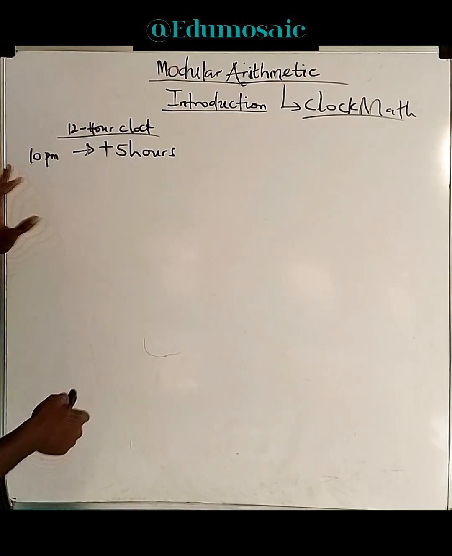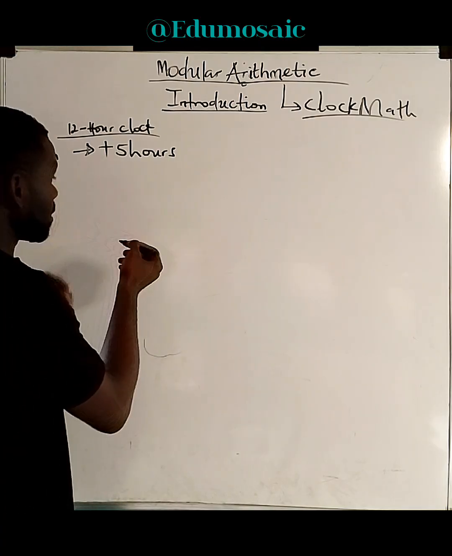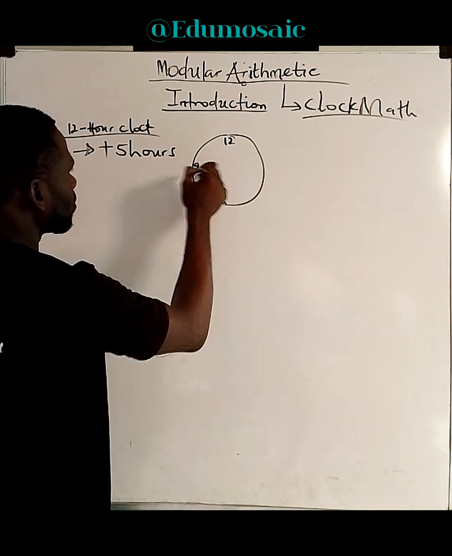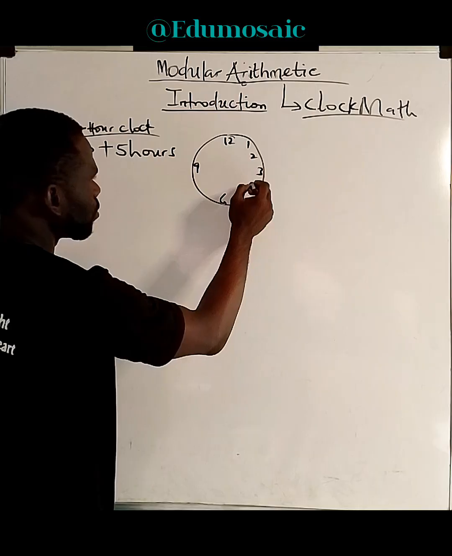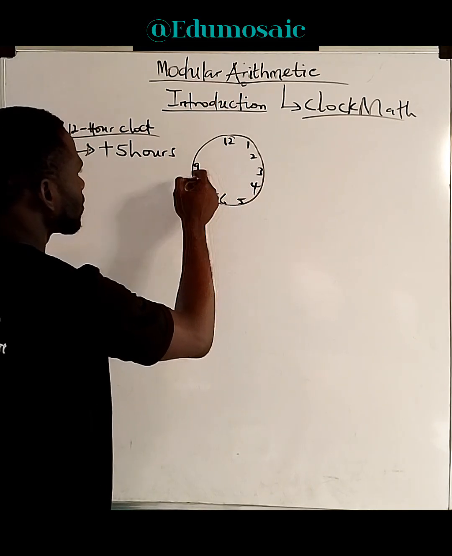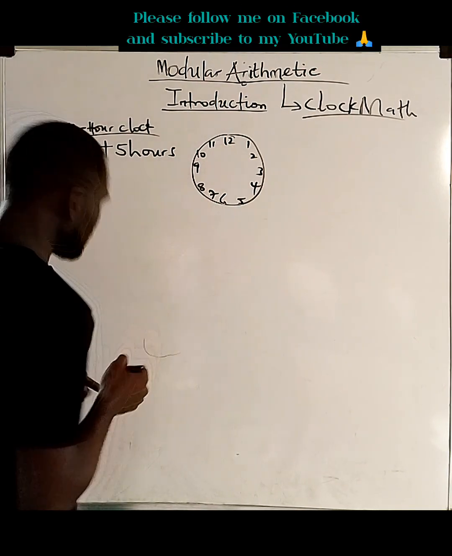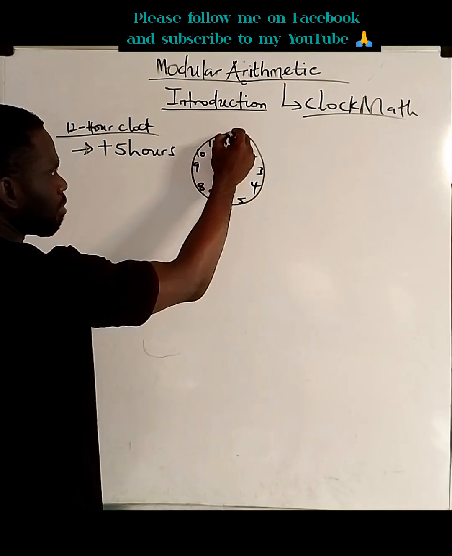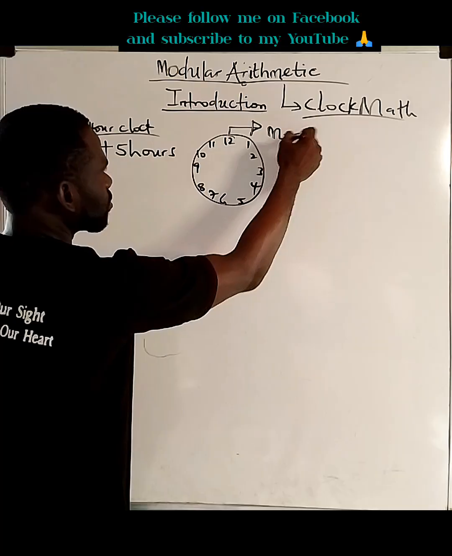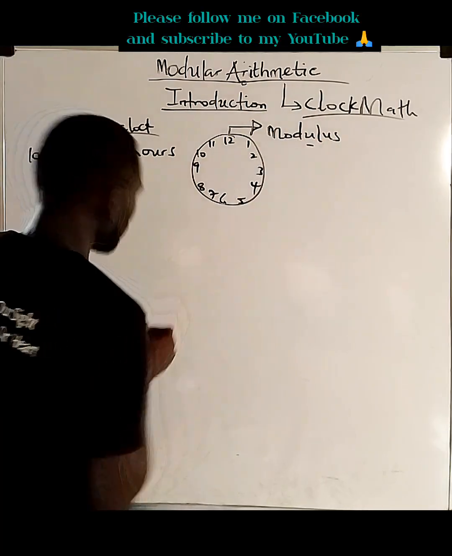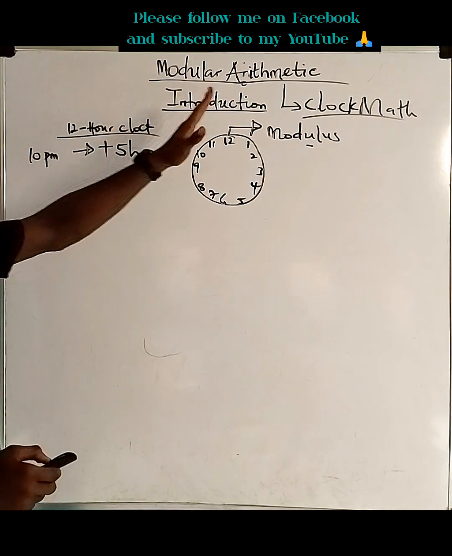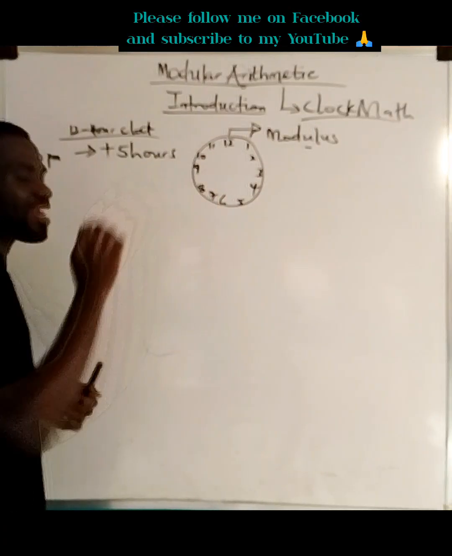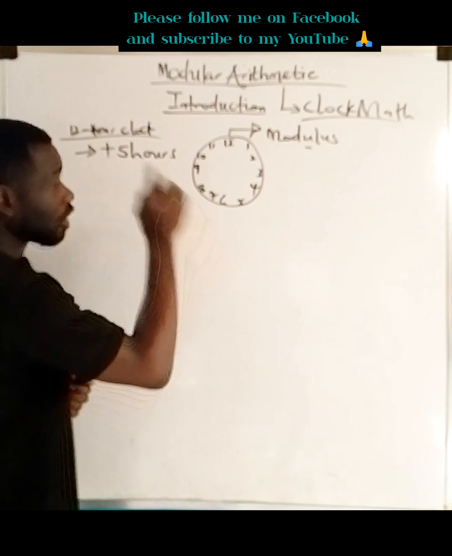So if the time is 10 p.m., let's say we have a clock here. There's 12, there's 6, there's 9, there's 3, there's 1, 2, 3, 4, 5, 6, 7, 8, 9, 10, 11. Now, this is 12 here. 12 is the peak. So this peak number is what we call the modulus. So when we talk about modular arithmetic, numbers don't exceed certain peak numbers. The highest number here is 12.